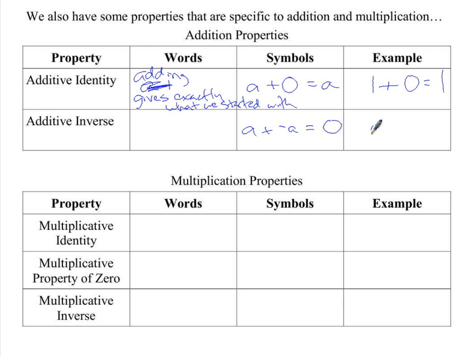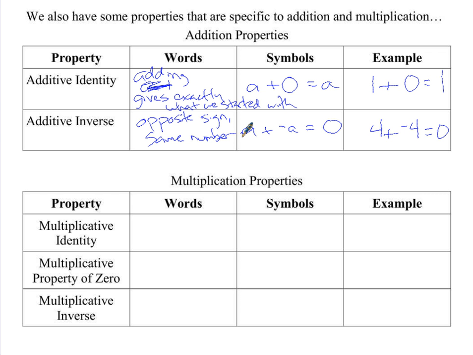The example would be like 4 plus what? Negative 4 equals 0. The additive inverse is the same as the word that we know as opposites. Opposite sign, same number. So if I say negative 5, what is the additive inverse of negative 5? 5. Because negative 5 plus 5 gives me 0. Okay? You just change the sign. You can keep the number.